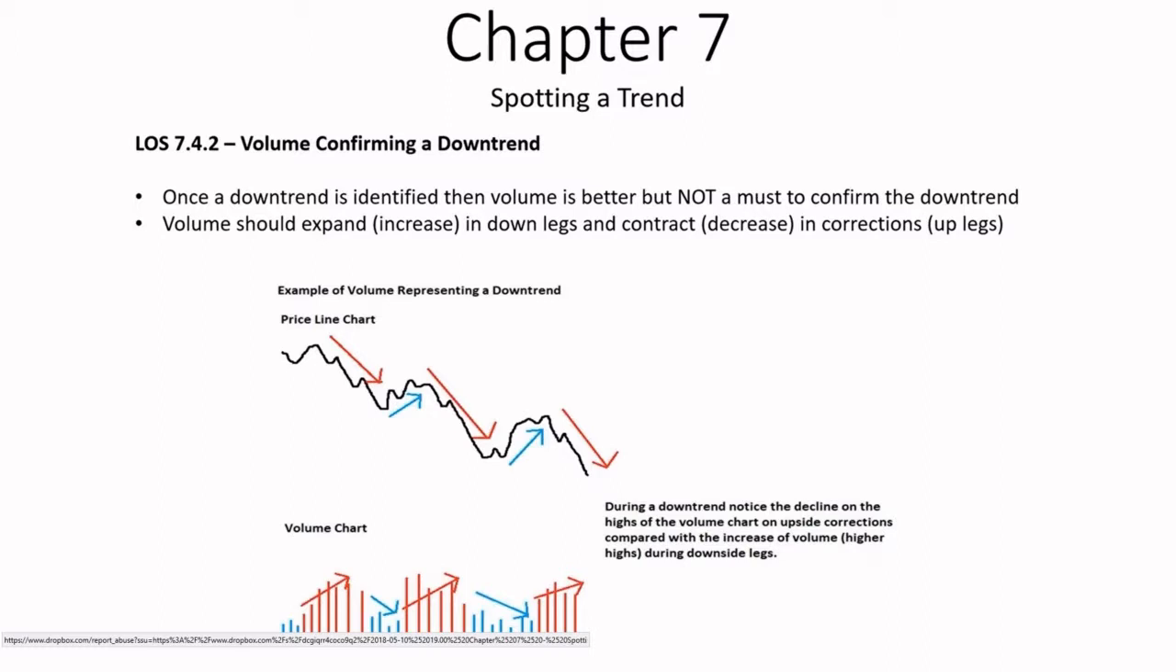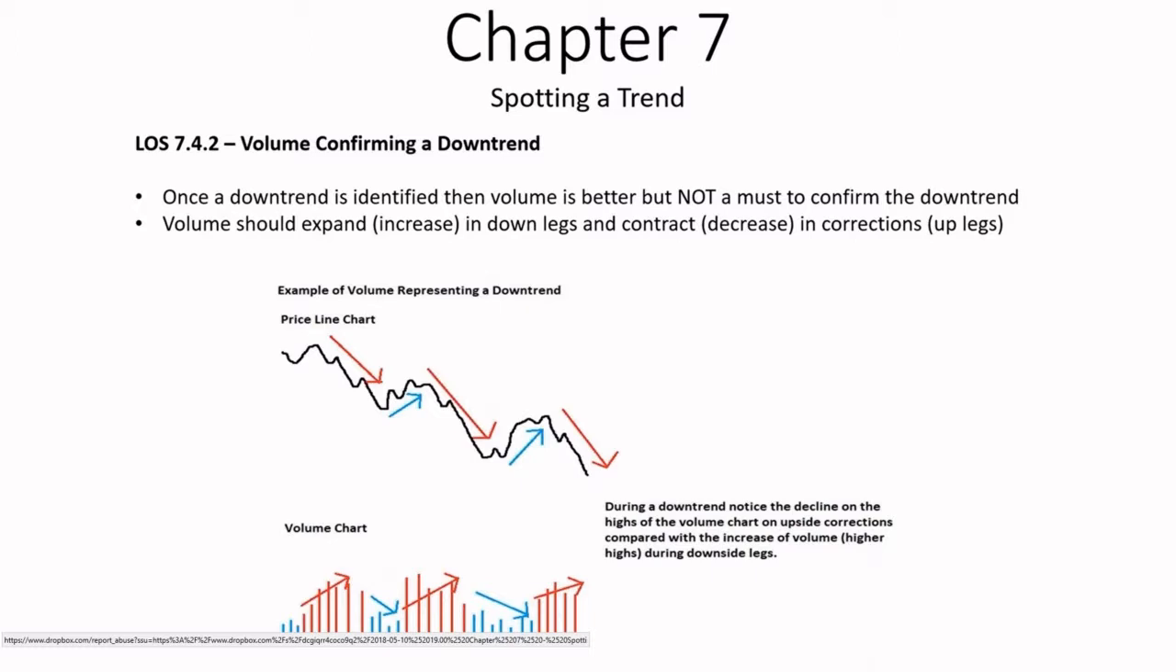So that's why we say that in a downtrend, it's better to have volume expanding, confirming, but not necessarily, because the market can still fall without volume. Think of the example of the airplane, and you will never forget this.